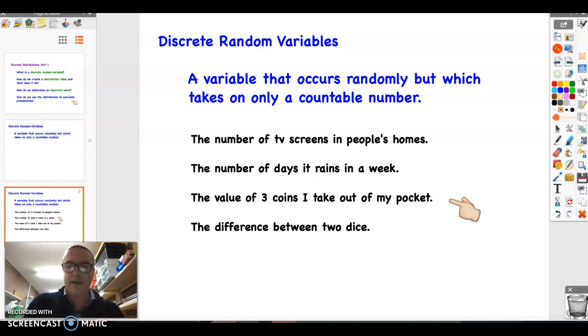Something like taking 3 coins out of my pocket at random and thinking about what the value of those coins would be. That's a discrete variable. This variable doesn't take on the actual counting numbers themselves. They take on monetary values, but those monetary values will be discrete. We don't have the full range of monetary values just for 3 coins. And the example that we'll actually spend a bit of time with in this lesson, what about the difference between 2 dice? If I roll 2 dice, I get 2 random faces popping up. There's a difference between those 2 faces that again is a discrete number.